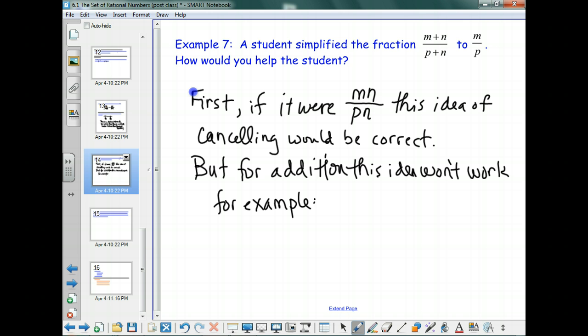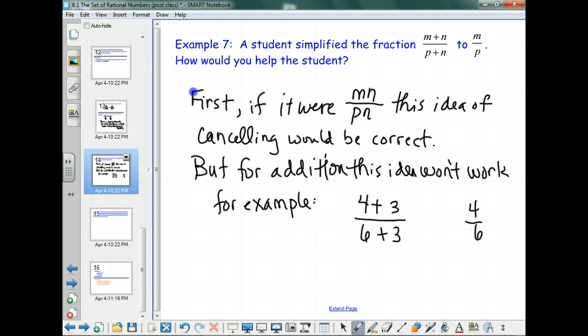So somebody give me a value for m. We'll see if it works. What, 4? Okay, how about for n? And for p? 6. Okay, so we're going to compare this fraction to the fraction 4 over 6. And if it doesn't work, we're going to erase and try again, because we're looking for something that's not going to work. In general, you know this doesn't work, so we want to make sure we give them an example that shows that it doesn't work.